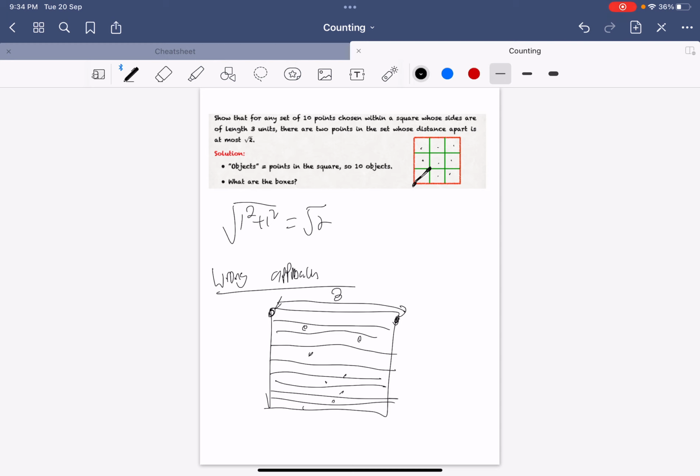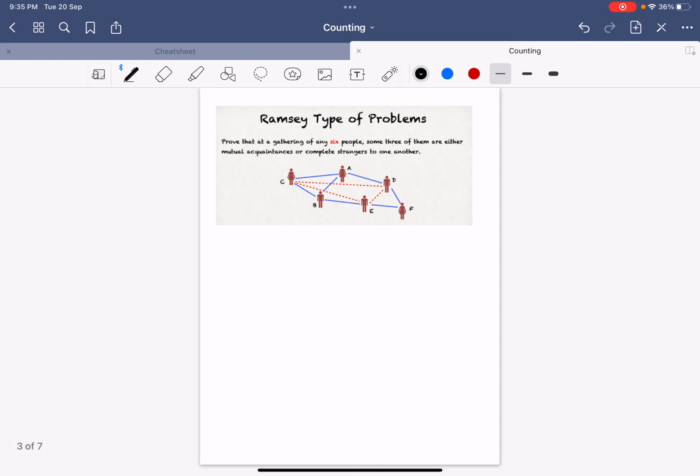Now, we shall see how the pigeonhole principle is used in graph theory, and this problem is called the Ramsey type of problem. One of these problems in the Ramsey type of problem, a specific one, is that if you have a gathering of 6 people, and these 6 people can either know each other or not know each other, at least 3 of them are either all friends with each other, or at least 3 of them are complete strangers to one another.